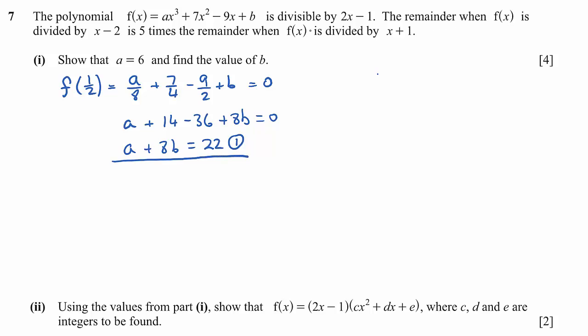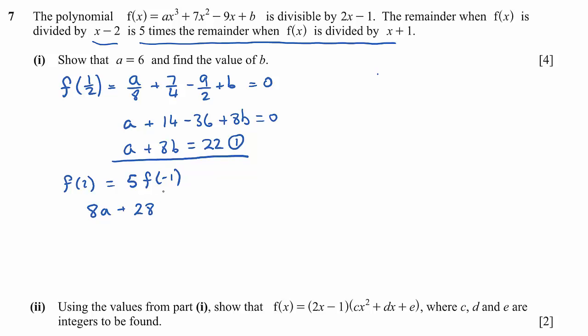Now the remainder when f of x is divided by x minus 2, so that's f of 2, is 5 times the remainder when it's divided by x plus 1, so that's f of negative 1. So substituting 2 in gives me 8a plus 28, 7 times 4, take away 18, add b, and that's going to be 5 lots of minus a plus 7 plus 9 plus b.